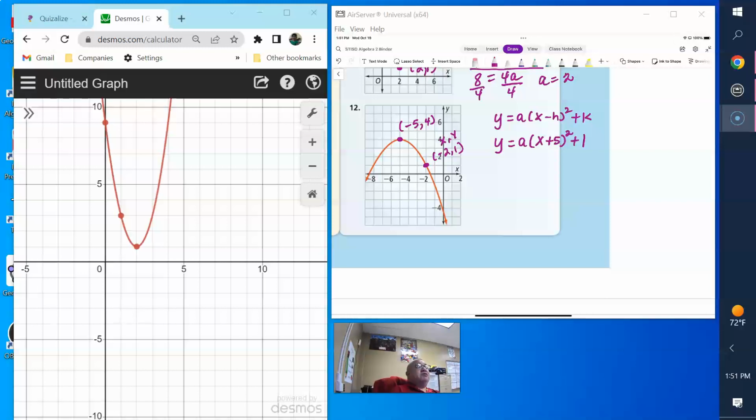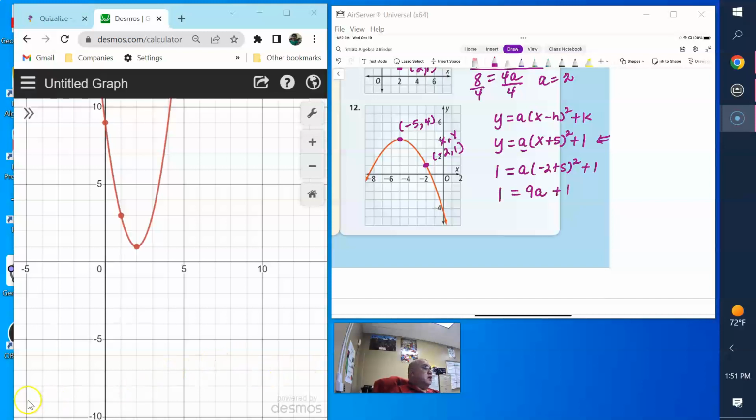So we're going to substitute x and y into our equation. Why are we going to do that? Because we got to find a. We're missing a. So let's go ahead and do that. So let's go ahead and substitute y. Y is going to be 1 equals a(x is negative 2 plus 5) squared plus 1. Now if you look at the parentheses, we have negative 2 plus 5, which gives you 3. 3 squared gives you 9, so you have 1 is equal to 9 times a plus 1.